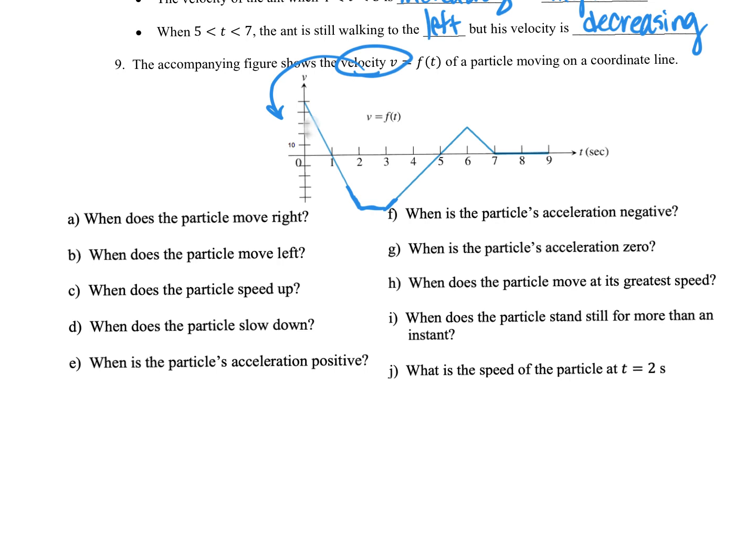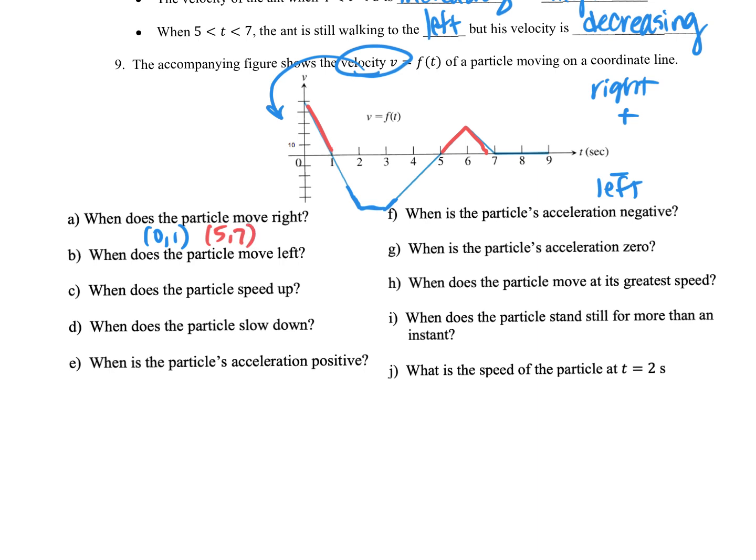50. I didn't even give you any units. Sorry about that. 50, let's say, feet per second. And then it approaches 0 feet per second. So we're moving to the right from 0 to 1. Agreed. Anywhere else? I'd say 6 to 7. Where else? 5 to 7. Yeah, very good. Anything above, very good.